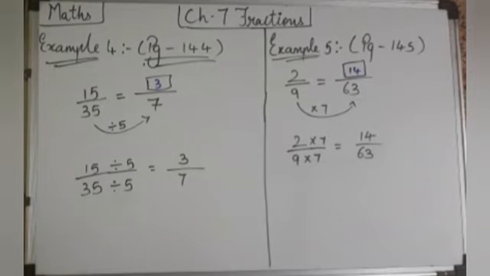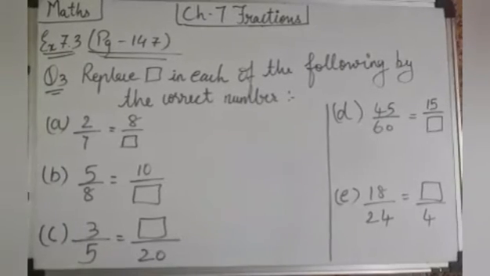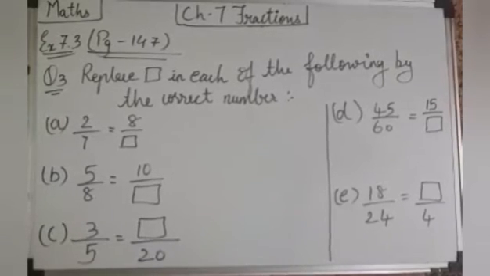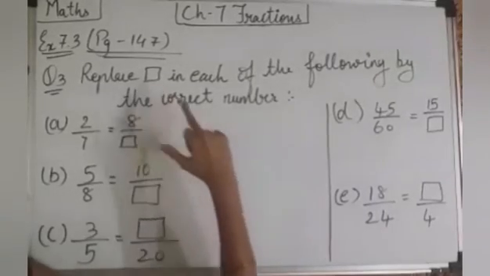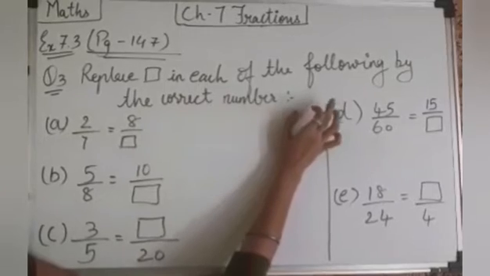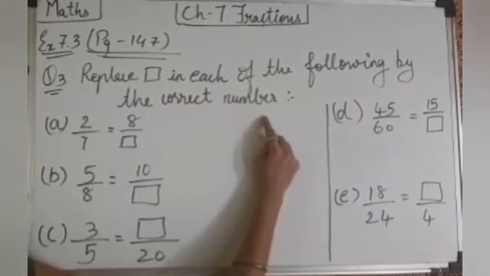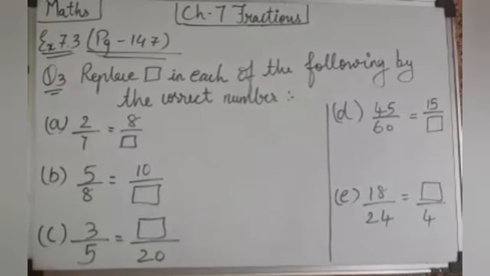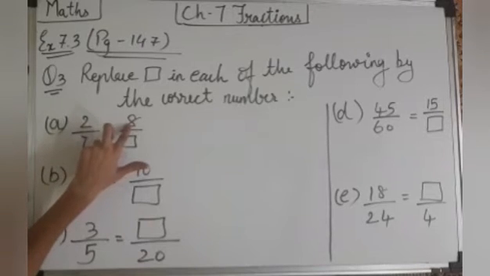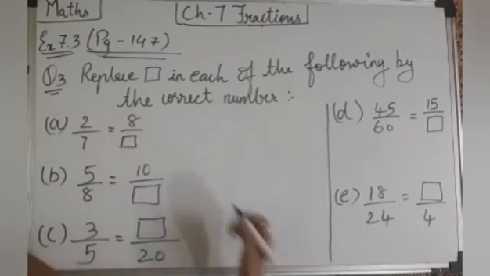Now, let's do the exercise. Okay, now coming to exercise 7.3, page number 147, question number 3. Now come on, read with me. Replace the square in each of the following by the correct number. Okay, the same thing we have done in the examples also. Right? So it will be very easy to solve it. Again, we have to convert a smaller number into a greater number. What will we do? We will multiply.